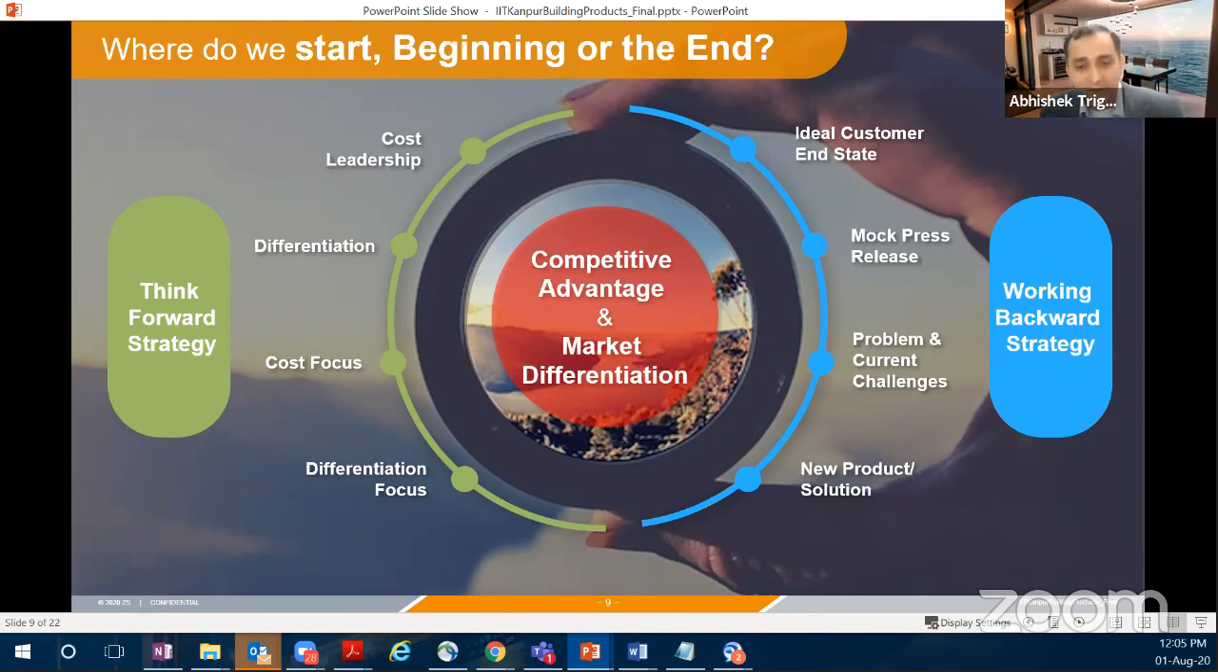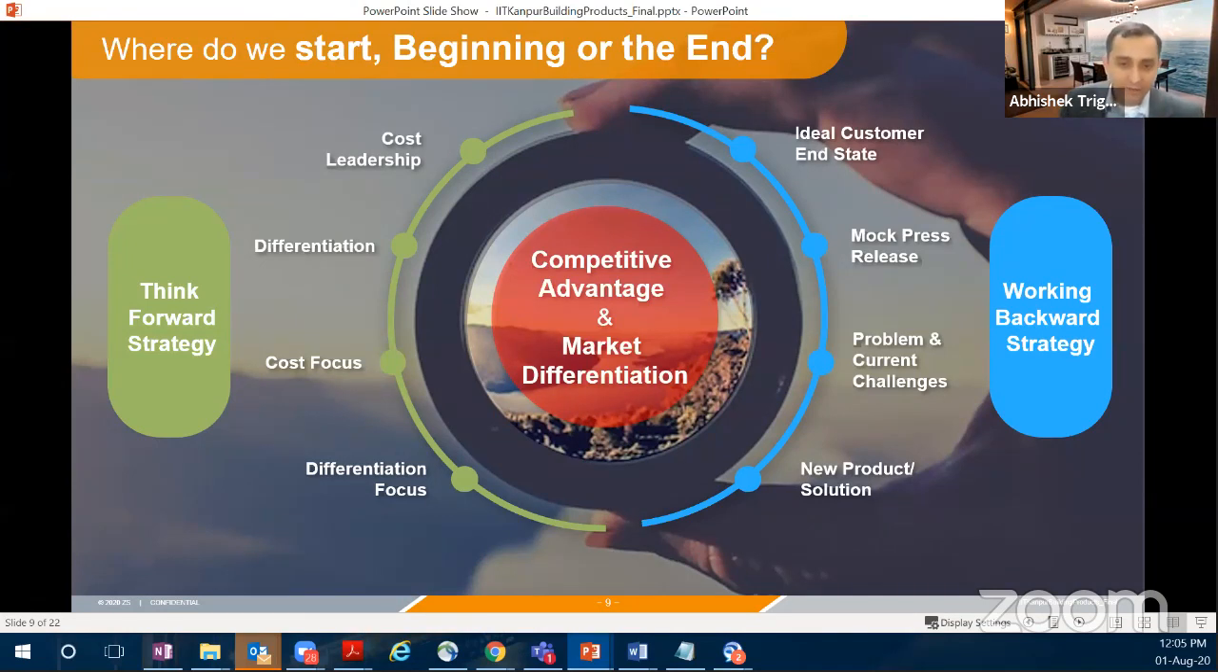Typically, if you think about it, when you're building a product, you come up with some charter plan preferably, and then you do a press release to say, I'm telling the world that I'm ready and here's what they can buy. In the case of Amazon, they create a mock press release to say, this is what I tell the world. And from that point on, can I move back to call out what the problem statements are, what the current challenges are, and what the new product and solution is going to fix? A pretty neat idea.